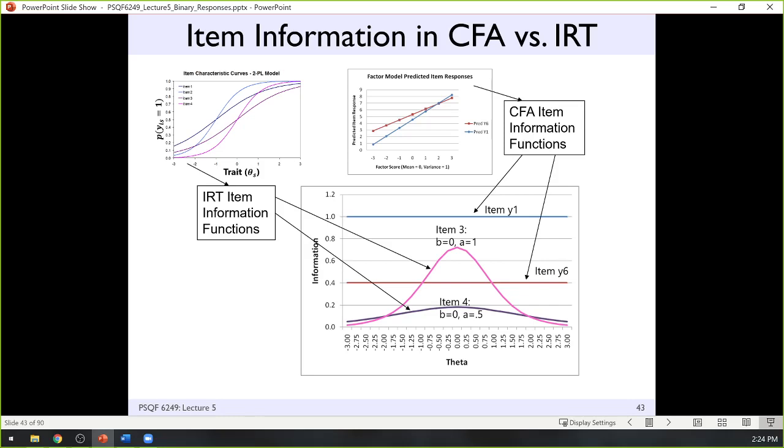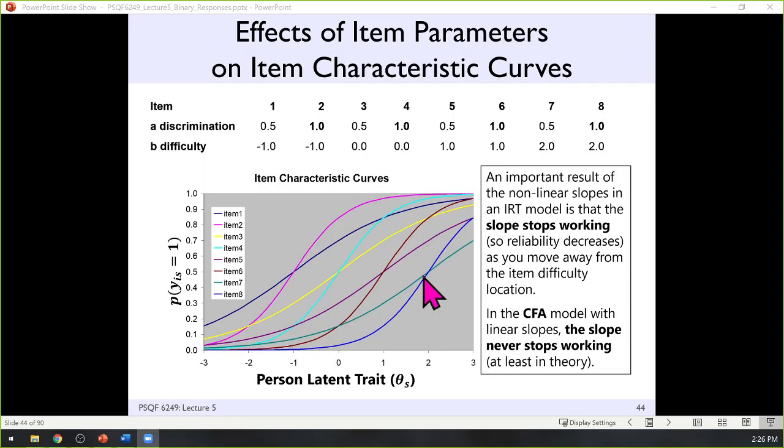So here's some pictures. These are item characteristic curves that vary in where their difficulties are. I've got a set at -1 here. I've got another set at 0, a set at 1, and a set at 2. And then within each set, one of them has a slope of 1 and one of them has a slope of 0.5.